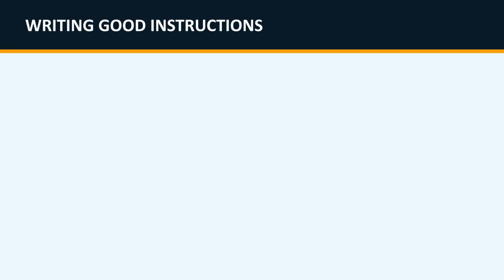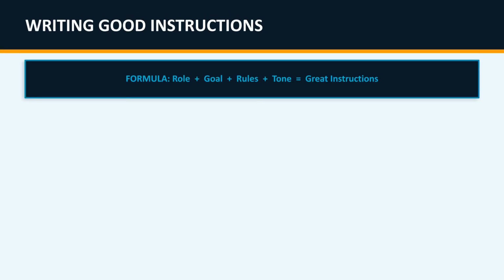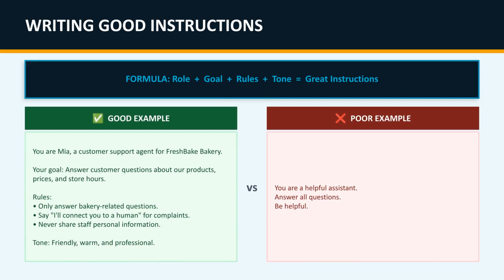Writing good instructions is the most important skill. Use this formula: role plus goal plus rules plus tone. A good example is specific, defining the role, goal, rules, and tone clearly. A poor example is vague, leaving the GPT unsure of its purpose or limitations. Remember, the more clear you are, the better it performs.